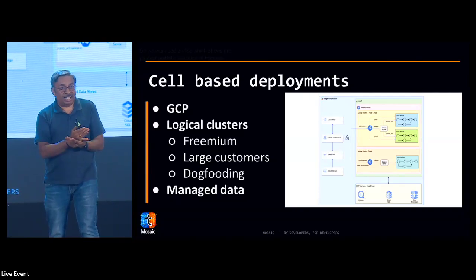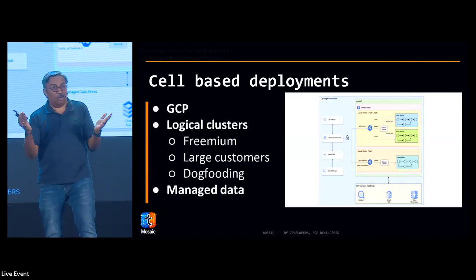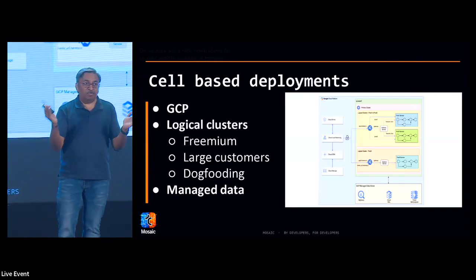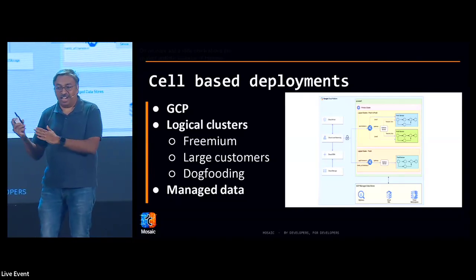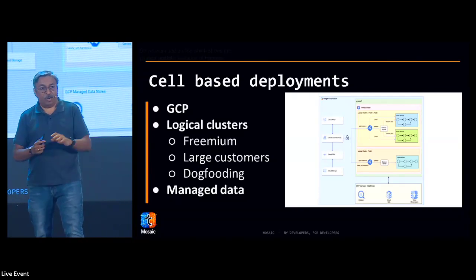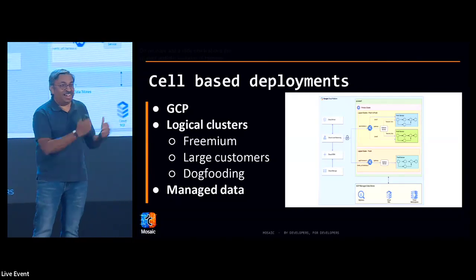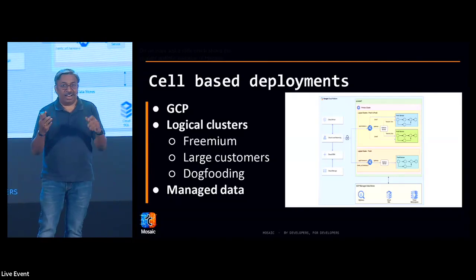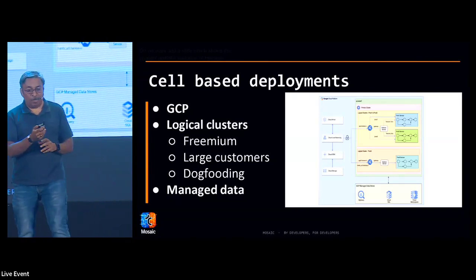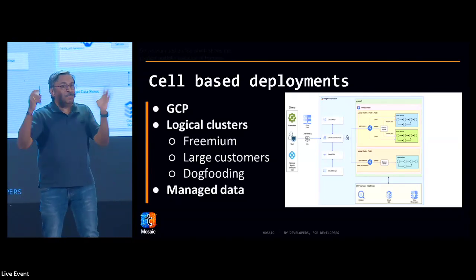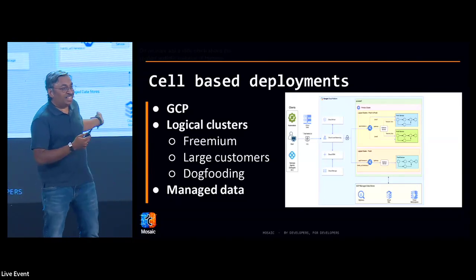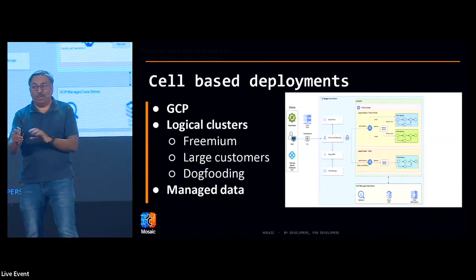So for example, at least in Harness's case, the way we organized it is freemium has its own cell. Large customers have a cell. For dogfooding, we have a different cell, and so on. So that's another way of handling the cell. And obviously the front part is the same as the cell-based architecture discussion that we had, so I'm not going to go deep into that.